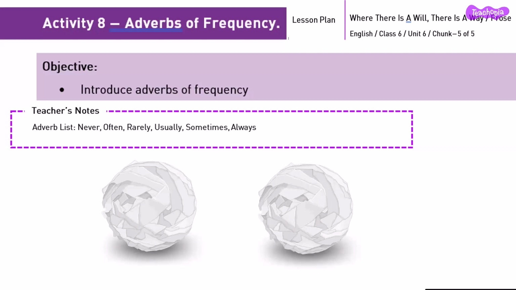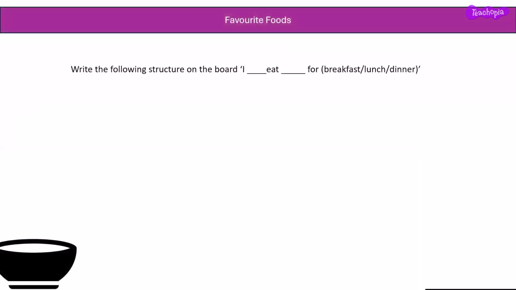So now coming to the adverbs list, we can see here we have never, often, rarely, usually, sometimes, and always. So we can write this list on one corner of the blackboard before we start playing the game. And also we can make some preparations here. We can ask the children who belong to the two teams to take a chit of paper, write their favorite food item in the chits, and put it into the bowl which has been given here.